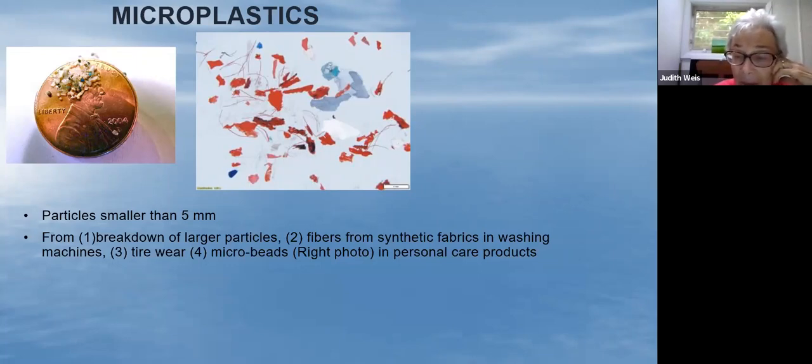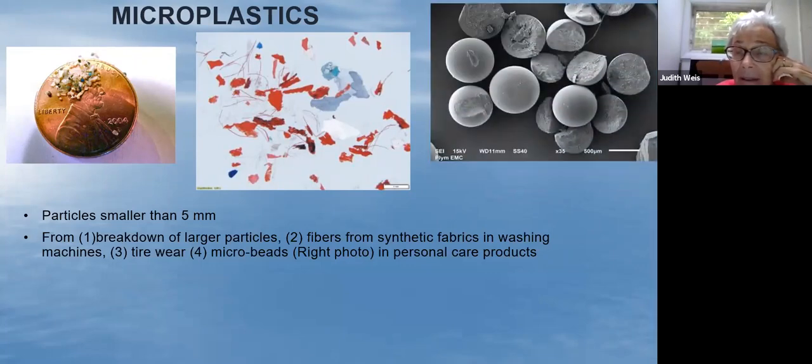And then there's micro beads shown in this picture that are spherical. Now, anything spherical is really a piece of plastic, would not be natural. And these are made to be used in various kinds of products, personal care products, like facial scrubs and toothpaste and things like that. And they're spherical. So you see all different kinds of shapes from the breakdown of things.